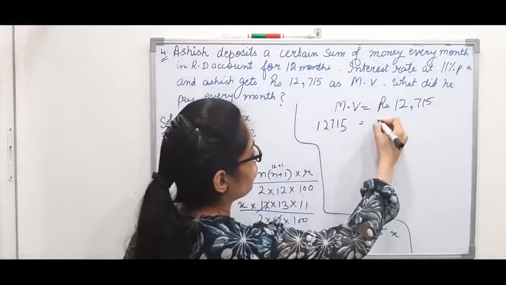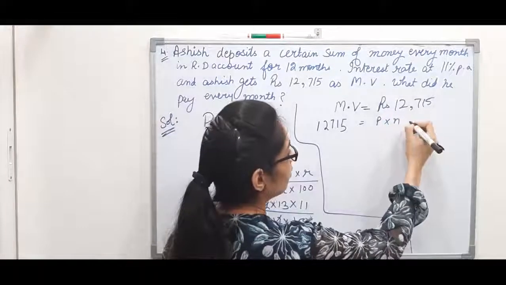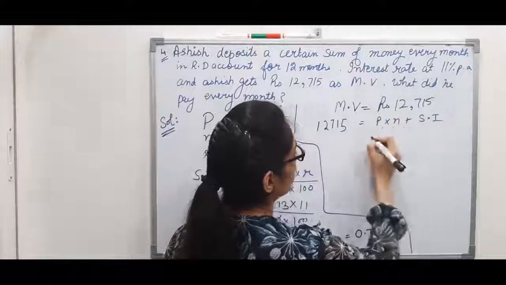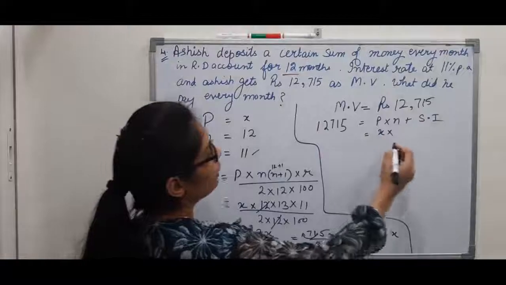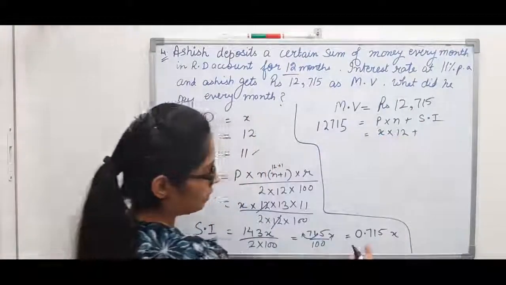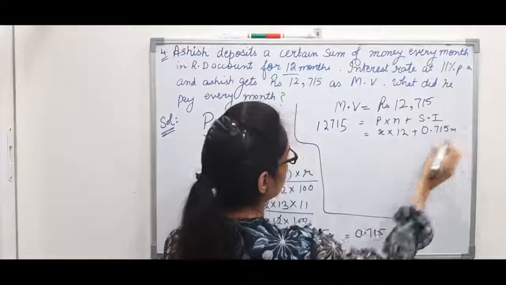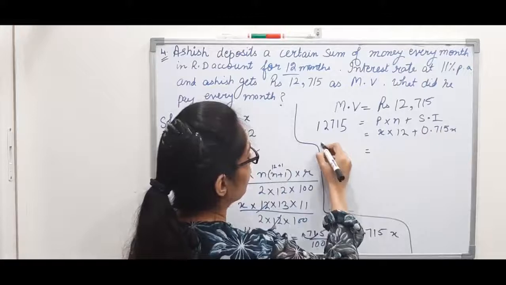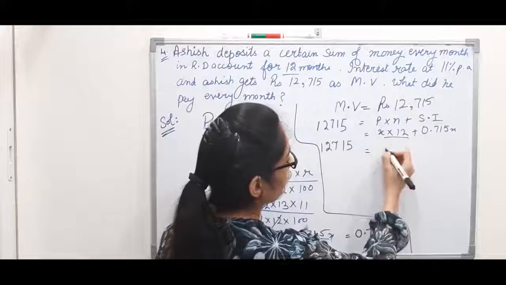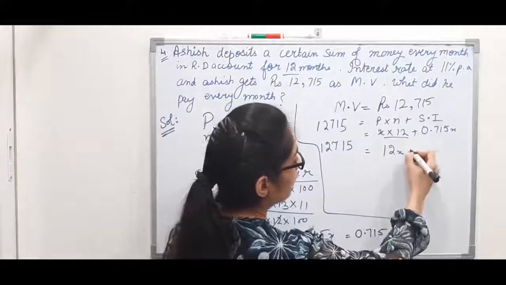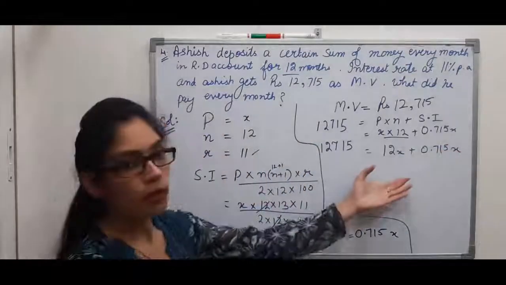So I will write the formula of maturity value, that is P into N plus simple interest. So P is x, N is 12, and the simple interest I have just calculated is 0.715x. So here I will write 12 into x, which will become 12x, plus 0.715x. See, I have got this.